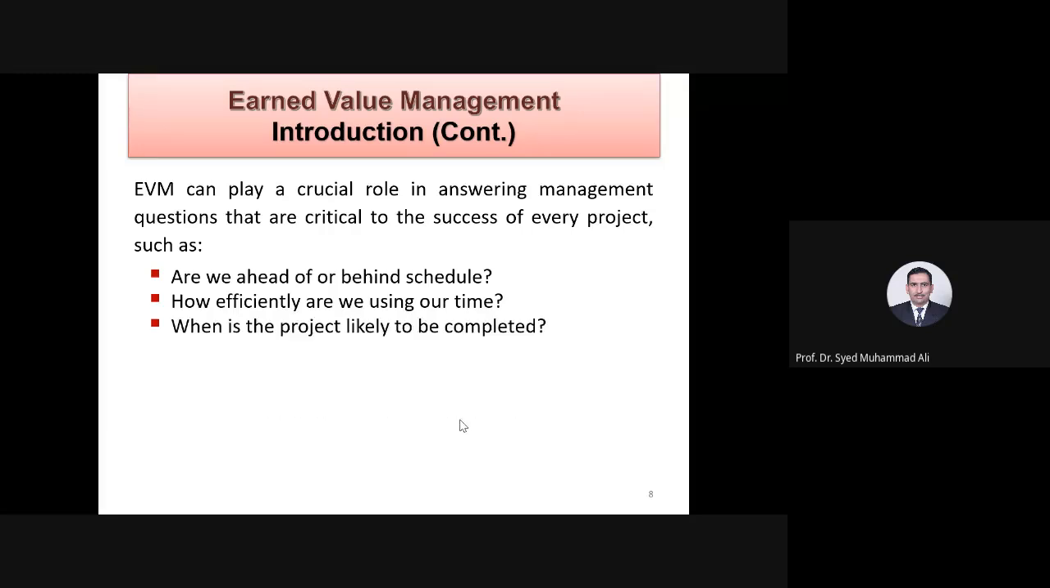Third, when is the project likely to be completed? Today is 8th of June. In certain activities, we are ahead of the schedule. In certain activities, we are behind the schedule. So almost 6 months gone. Now what is the forecast?